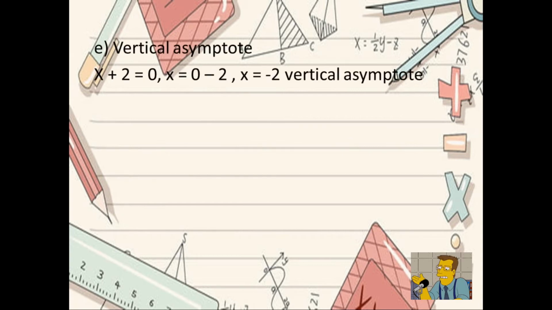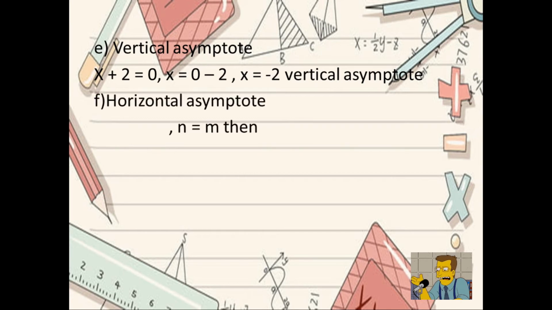Okay, next, the vertical asymptote. To find the vertical asymptote, you have to find where the function is undefined. That is why we again use the denominator, x plus 2. Equate it to 0, and that is 0 minus 2, so x equals negative 2. And negative 2 is the vertical asymptote of the function.